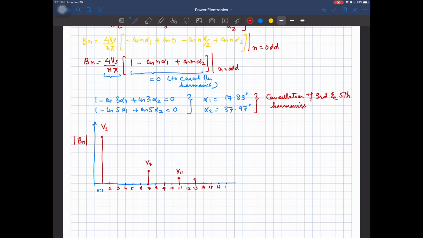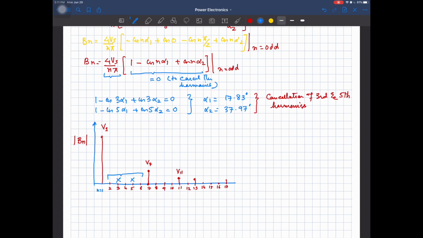16 and then 17. So you can see from the spectrum, these harmonics, the third harmonic and the fifth harmonic, they are cancelled out and their multiples are also absent. That's why we call it selected harmonic elimination technique.